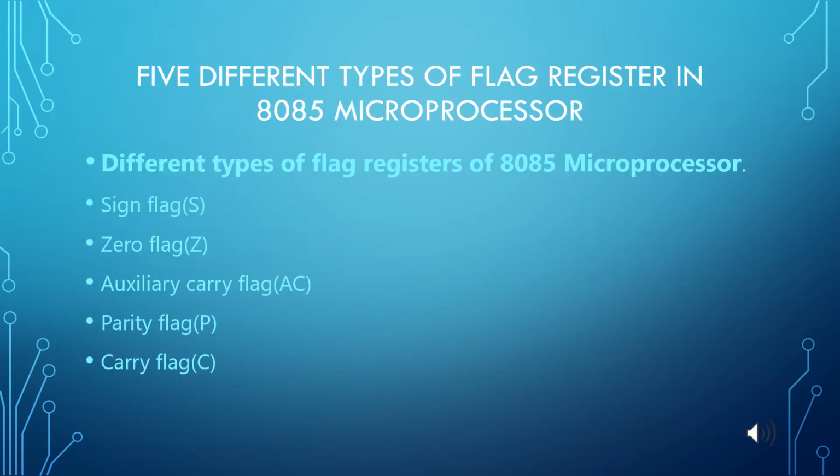Now there are different types of flags in the 8085 microprocessor, and they are: the sign flag, which is represented by the S symbol; the zero flag, represented by the Z symbol; third, the auxiliary carry flag, represented by AC; fourth, the parity flag, represented by the P symbol; and finally, the fifth one, the carry flag, represented by the C symbol.